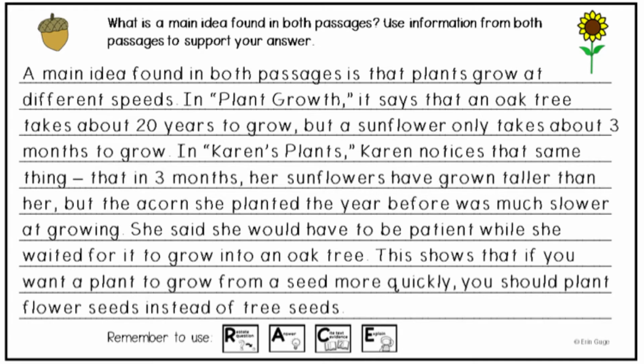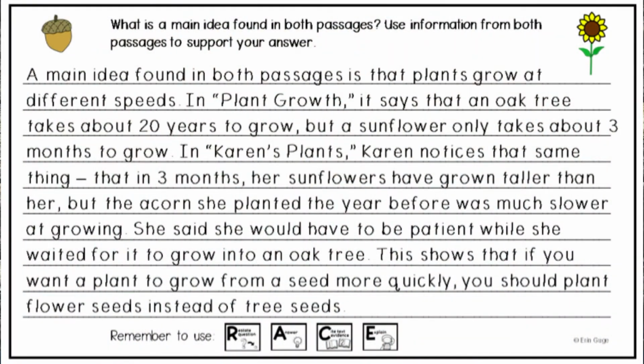A main idea found in both passages is that plants grow at different speeds. In Plant Growth, it says that an oak tree takes about 20 years to grow, but a sunflower only takes about 3 months to grow. In Karen's Plants, Karen notices that same thing, that in 3 months her sunflowers have grown taller than her, but the acorn she planted the year before was much slower at growing. She said she would have to be patient while she waited for it to grow into an oak tree. This shows that if you want to plant a plant to grow from a seed more quickly, you should plant a flower seed instead of tree seeds.